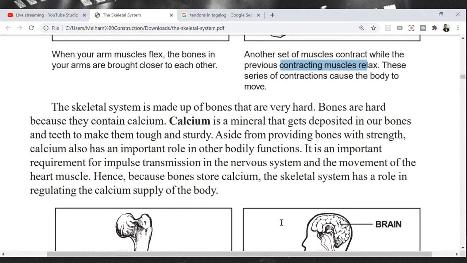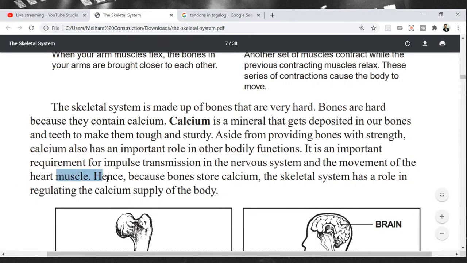So, the skeletal system is made up of bones that are very hard. Tigas yan. Kaya nga pag may sakit ka eh, yung bone marrow. Bones are hard because they contain, ano yan? Calcium. Calcium is a mineral that gets deposited in our bones and teeth to make them tough and sturdy. Aside from providing bones with the strength, calcium also has an important role in other bodily functions. It is an important requirement for the impulse transmission in the nervous system and the movement of the heart muscles. Hence, because bones store calcium, the skeletal system has a role in regulating the calcium supply of the body.